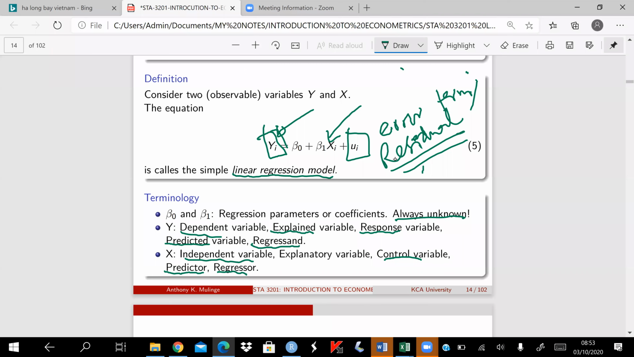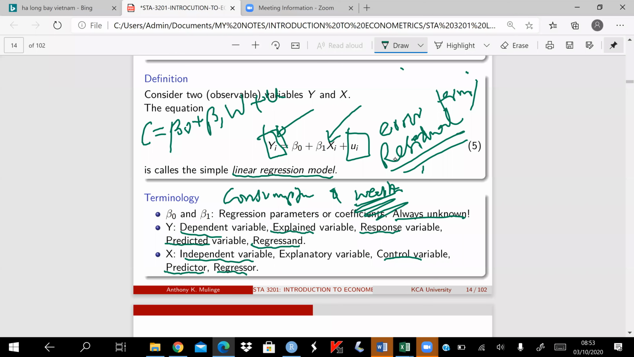For instance, initially we had consumption and wealth. If you try to predict consumption using wealth, maybe you'll have an equation like this, plus beta 1 wealth, plus some error term there. I think it is easy to know that wealth may not explain all the variation in consumption. There are many other factors that also affect consumption, not necessarily wealth. So wealth is not enough.